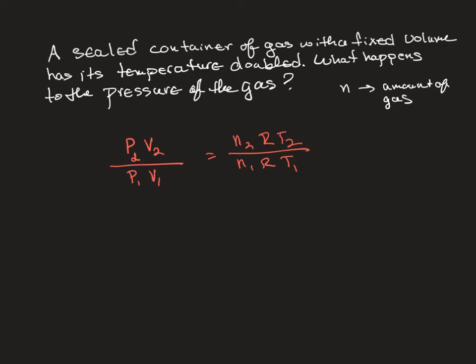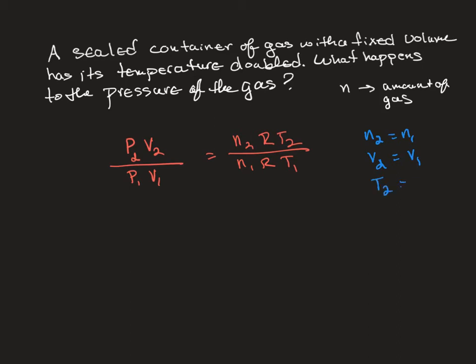Alright, so let's work with this problem a little bit more. It is in a sealed container, which tells us that N2 equals N1. The amount of moles of gas hasn't changed. And it is a container that has a fixed volume. The volume in the formula is always the volume of the container. Remember, gas has no definite volume or shape, so it takes on the shape of the container. So volume is actually the volume of the container. So V2 equals V1.